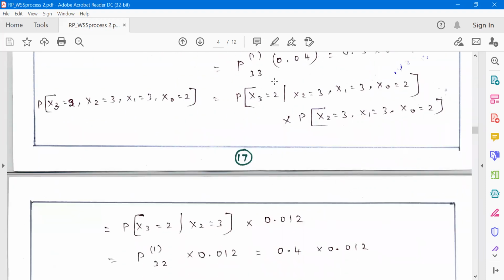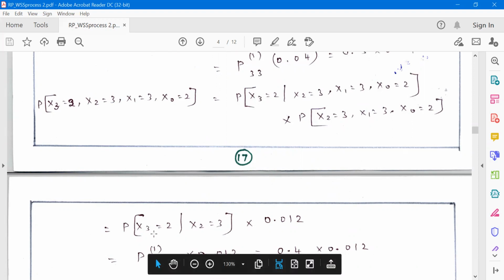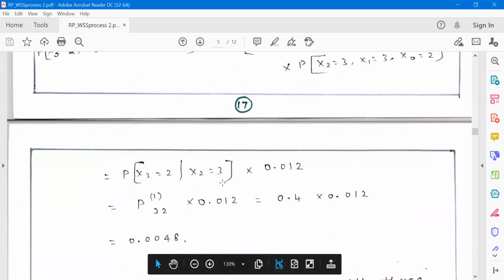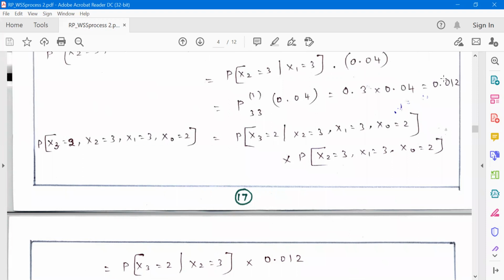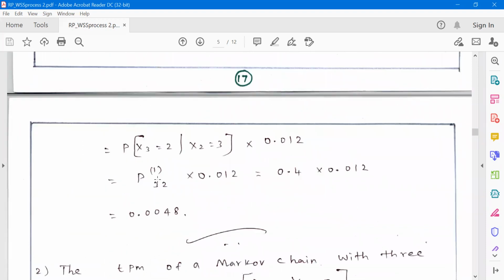Here I am considering only x3 and x2. I am rejecting x1 and x0 because these values are past values. x3 is a future and x2 is a present. So I have P of x3 given x2 into 0.012. This value we already found here, the previous value we are considering, and P of 32 into 0.012.